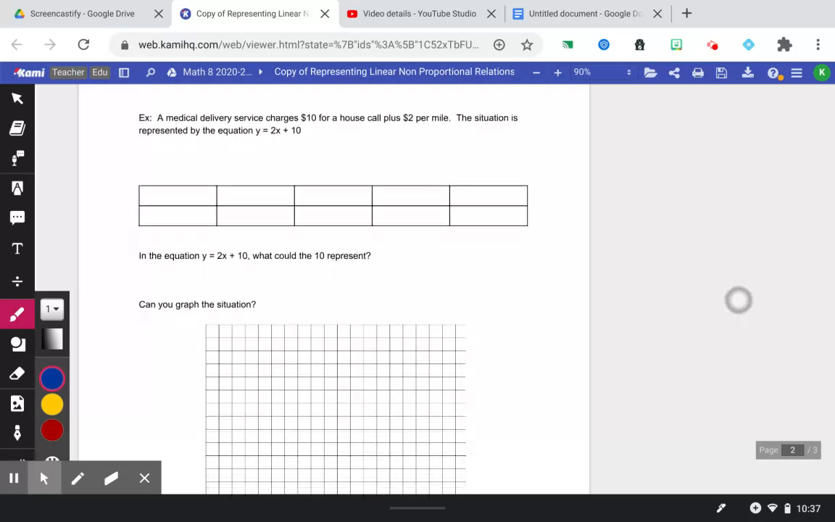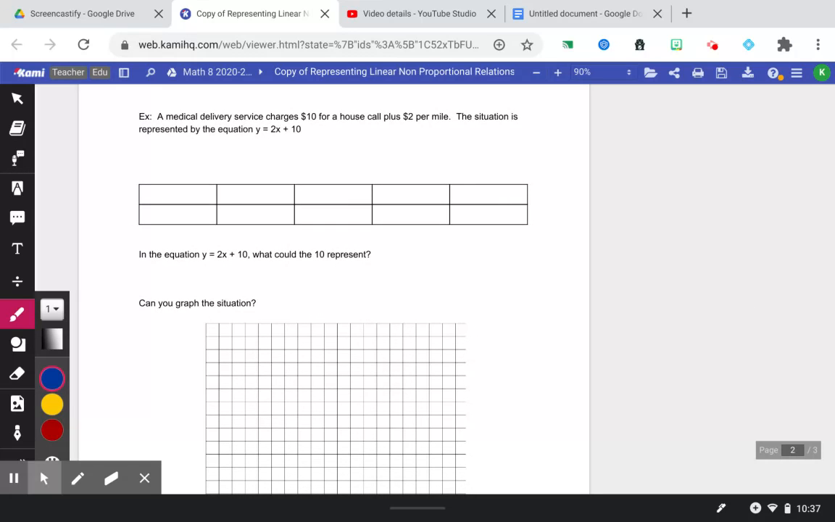Okay, so let's take a look at this example. A medical delivery service charges $10 for a house call plus $2 per mile. The situation is represented by the equation y equals 2x plus 10. All right, so the first thing I need to do is figure out, well, what is my x representing and what is my y representing? Okay, so if I go back, it says a medical delivery service charges $10 for a house call, okay, plus $2 per mile. So I'm doing 2 times the miles.